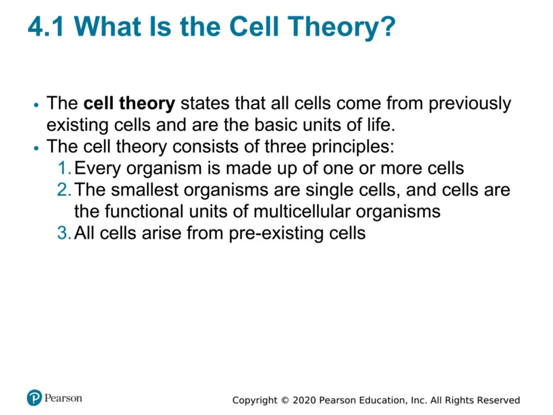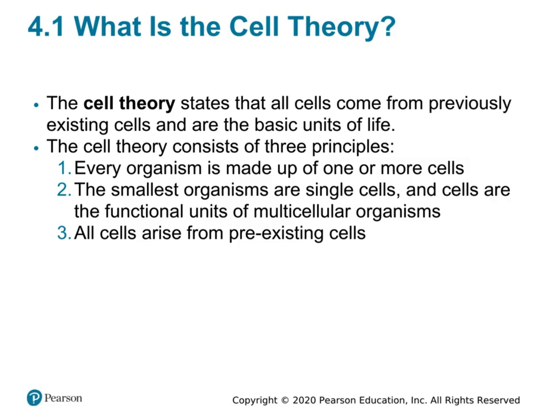Next, let's look at the cell theory. The cell theory states that all cells come from previously existing cells. It also states cells are the basic units of life. Once you have those basics down, we can look at the three components or principles of the cell theory. First, every organism is made up of one or more cells. So some organisms are unicellular, others are multicellular. We as humans are multicellular. And the smallest organisms are single cells, and cells are the functional units of multicellular organisms.